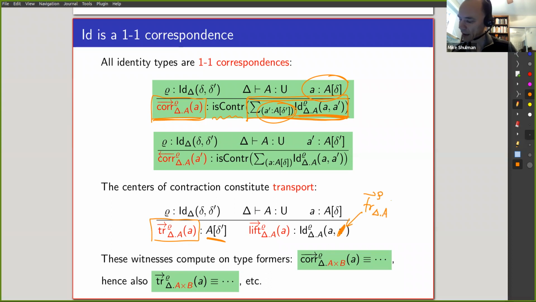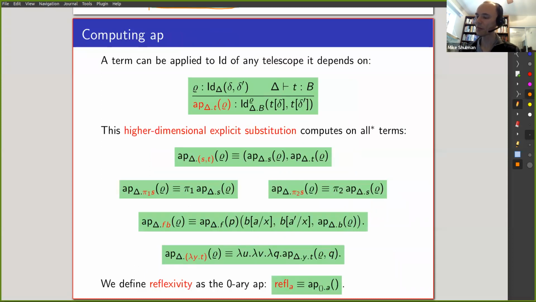Right, so A is identified with its transport over refl. And these witnesses here also compute on all type formers. So in particular, that means transport in a pair type is a pair of transports, and so on and so forth. I'm not going to write out all the rules for that. We also have this general higher dimensional explicit substitution, or app, which says that every term respects all identifications.